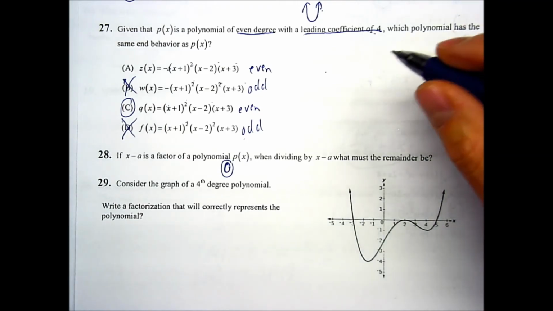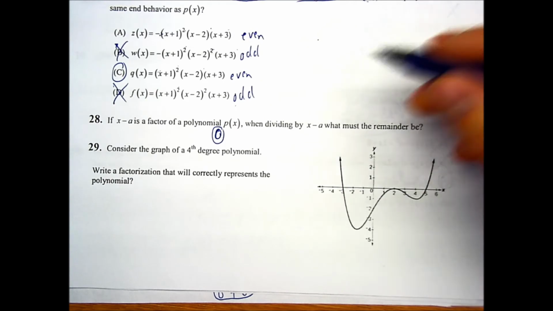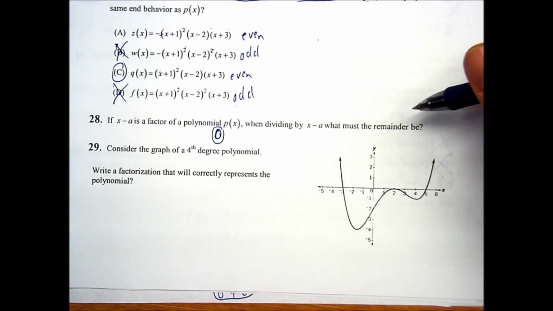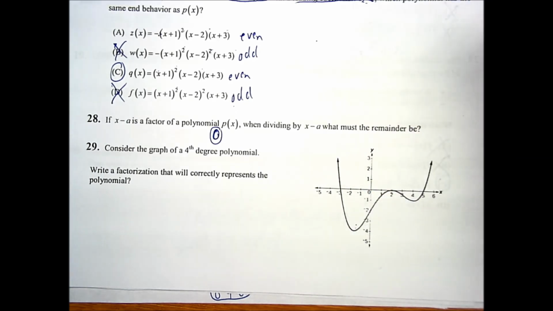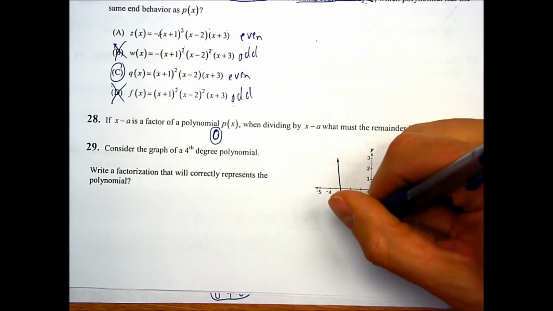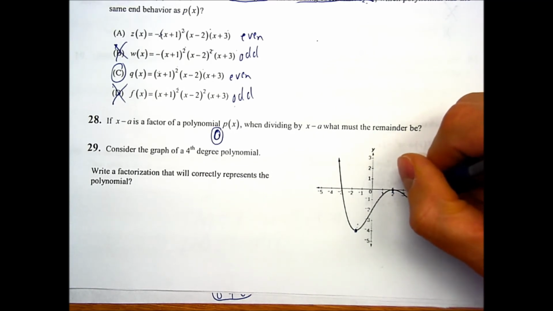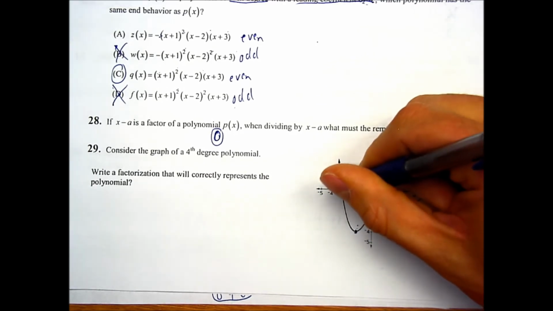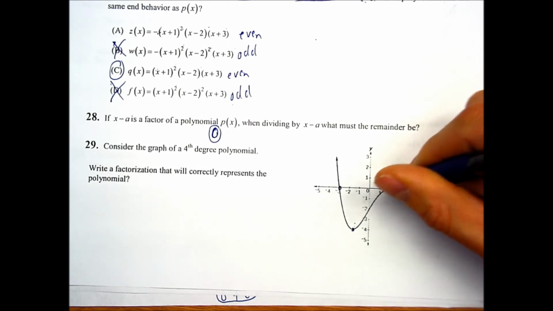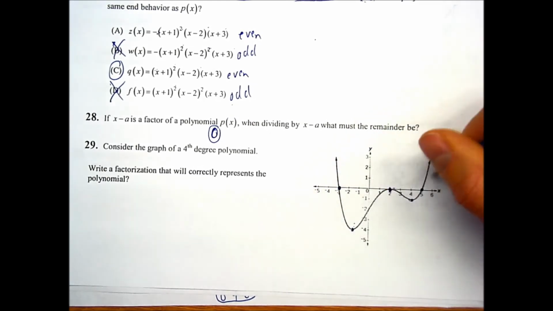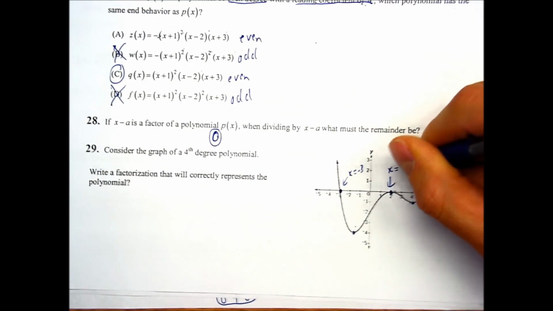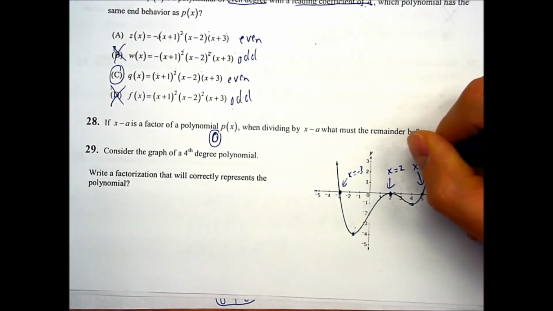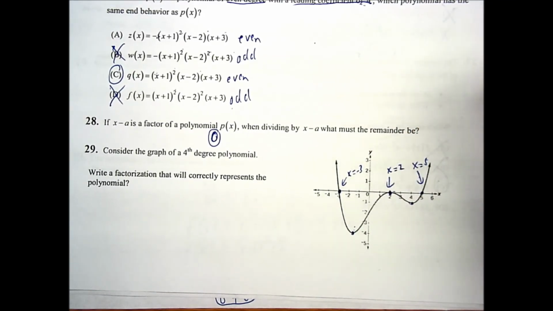All right, consider the fourth degree polynomial. This is a fourth degree polynomial for a couple of reasons. First off, it points upwards in both directions. Second, it has two relative maximums and minimums. Write a factorization that correctly represents the polynomial. So what I'm looking at here are the critical values, the intercepts specifically, -3, +2, and -5, as well as the maximum and the minimums. We'll discuss the maximum and minimums at the end though.